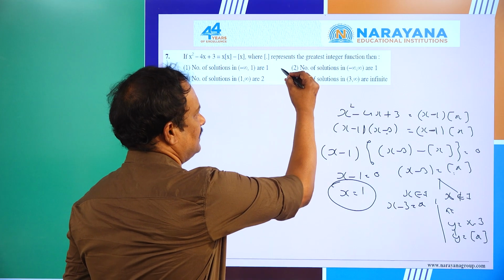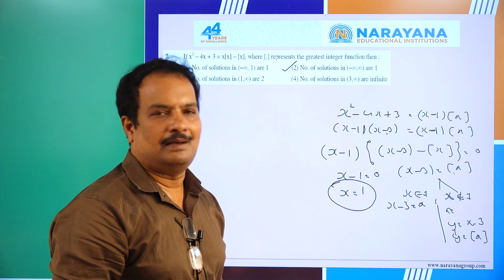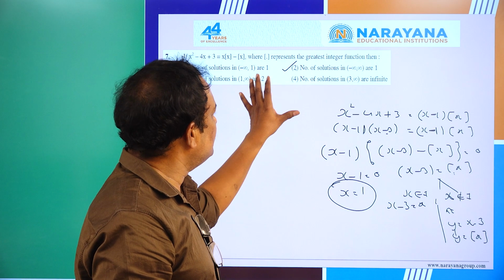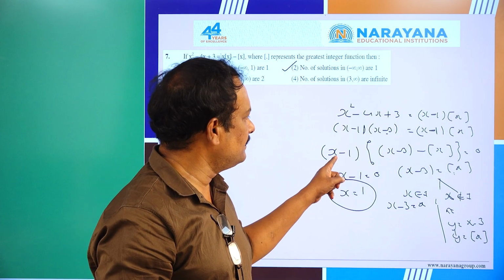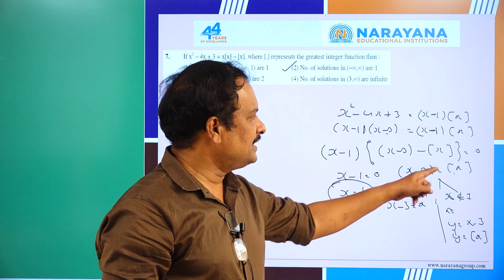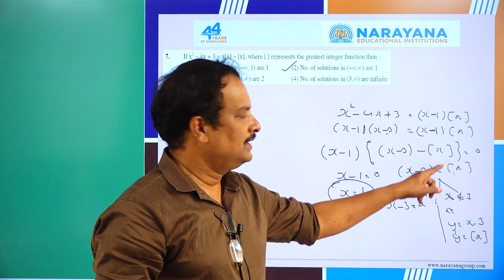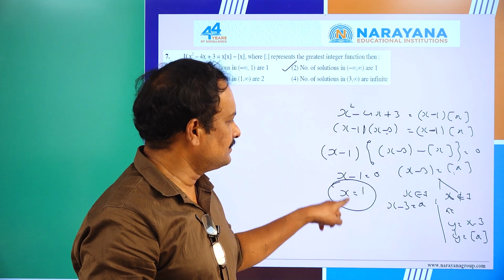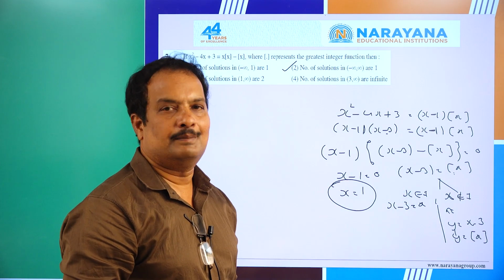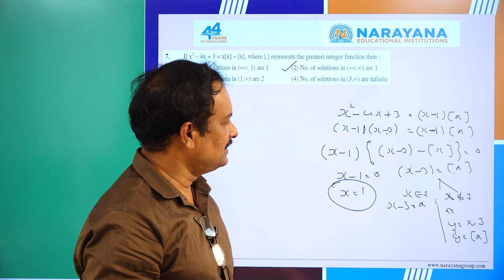So it's very clear this is the only possible answer, because whatever the given equation is, we have factorized the LHS, and after that the common term x - 1 has been taken. x - 3 is equal to [x] here. So whether x is an integer or not, here there is no solution, whereas in this case only one solution. Finally, the number of solutions is just 1 here.